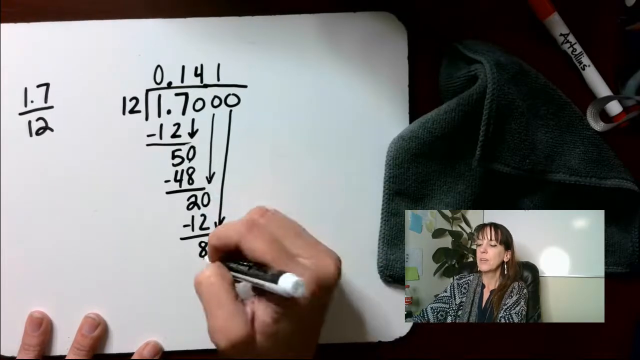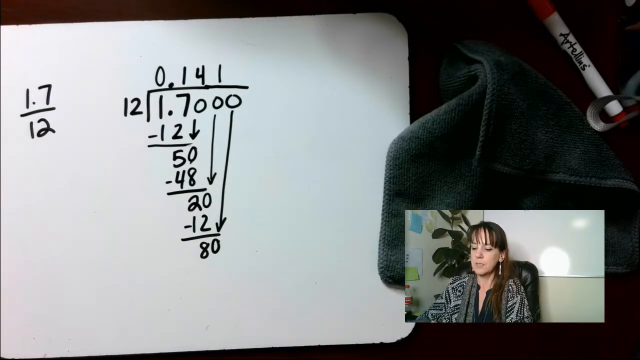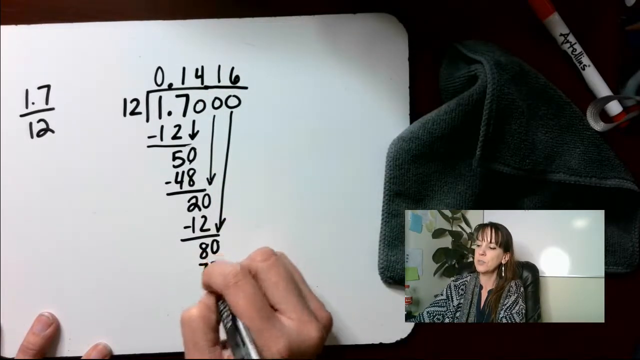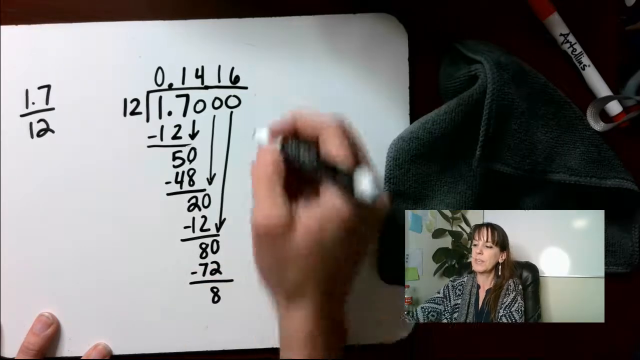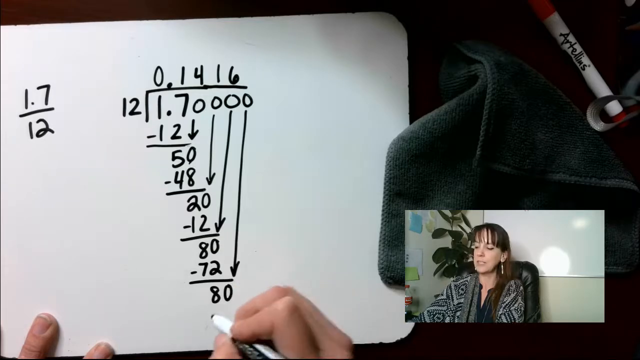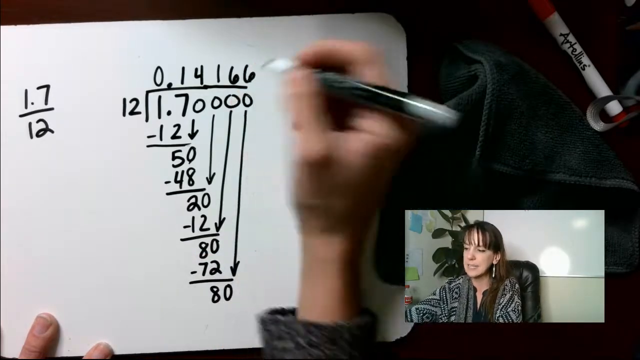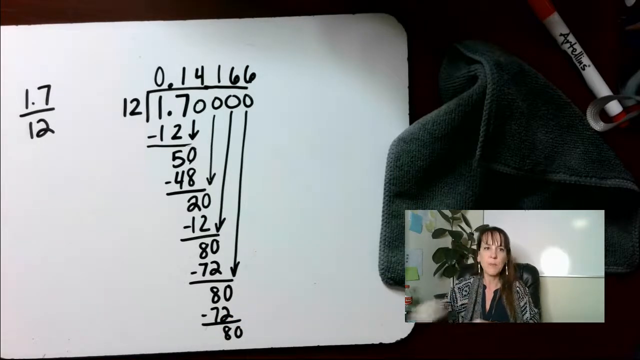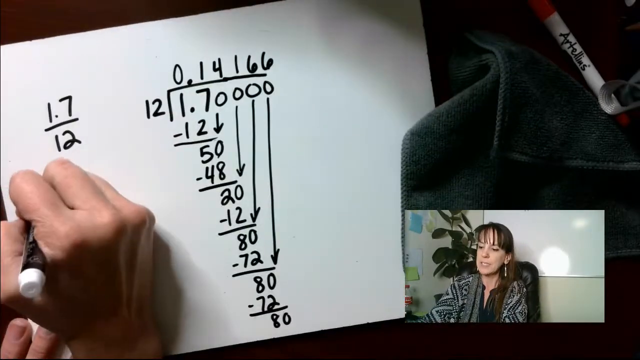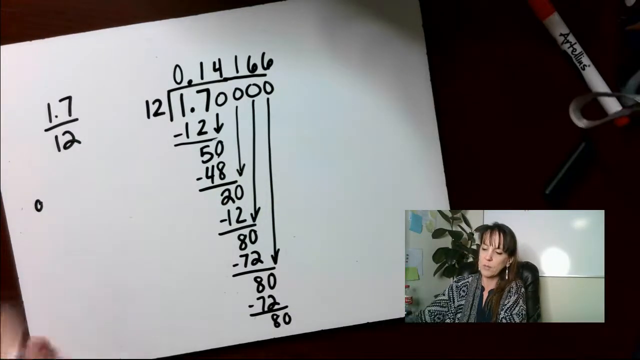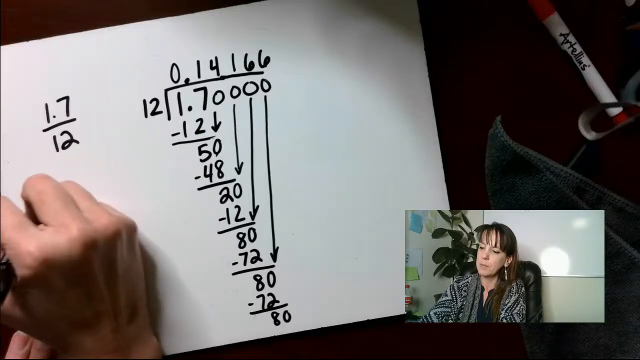That's 80. So 12 times 6, I believe. Yes, that's 72. 12 times 6 gives us 72. When we subtract, we bring down. We see that this is going to start to repeat, because 80, 72. So 12 goes into 80 6 times, minus 72. So you're catching on, right? 80, so on and so forth. Okay, so for E, it says write that with a bar over the repeating bit.